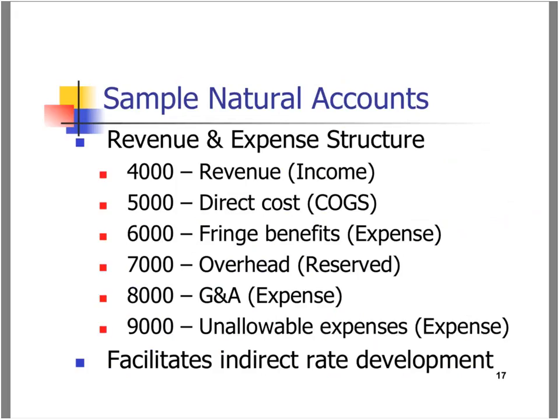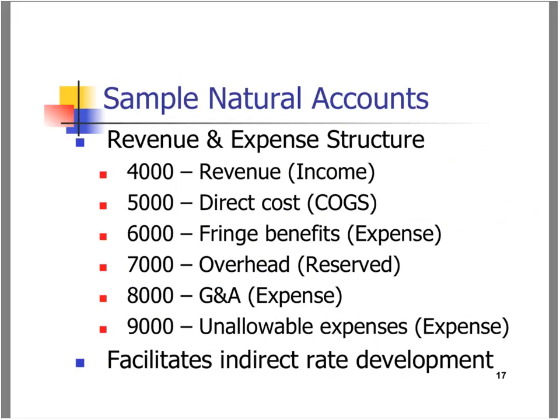Here's a simple way to do it. This is something that could be done in QuickBooks or Peachtree, where you have $4,000 as your revenue, $5,000 as your direct cost or cost of goods sold, $6,000. So direct costs would be direct labor, other direct costs such as travel, participant support costs, supplies, any other kind of thing, and the fringe that would apply to direct costs. Then you'd have a pool for gathering all your fringe benefits in $6,000.